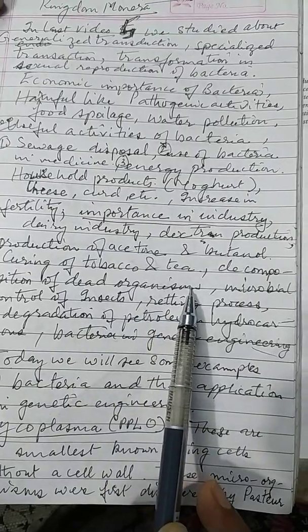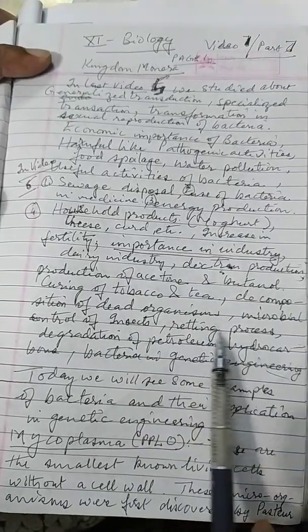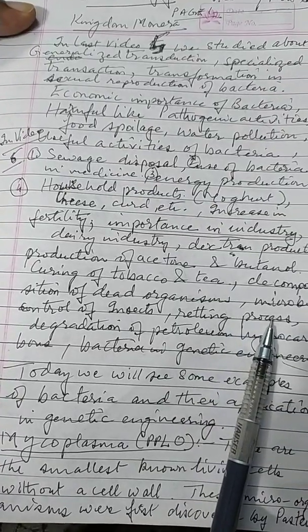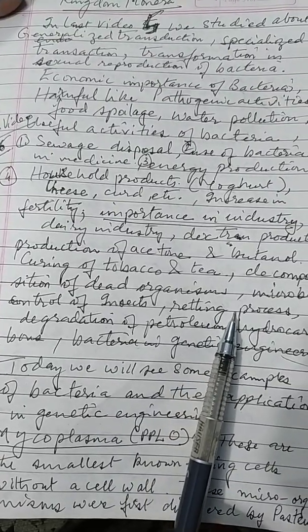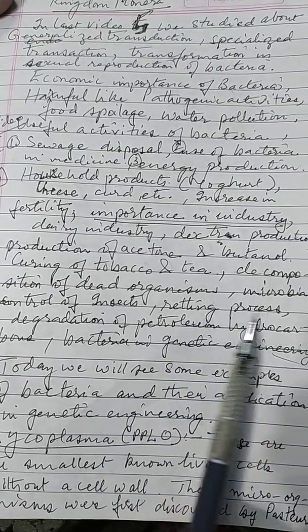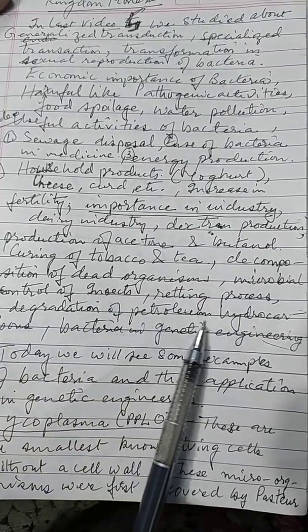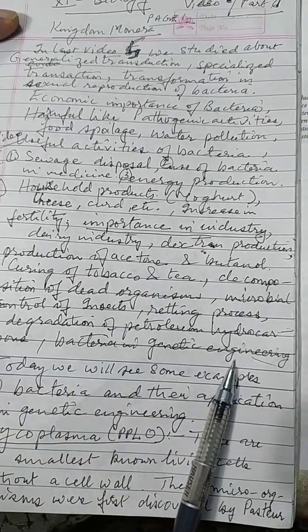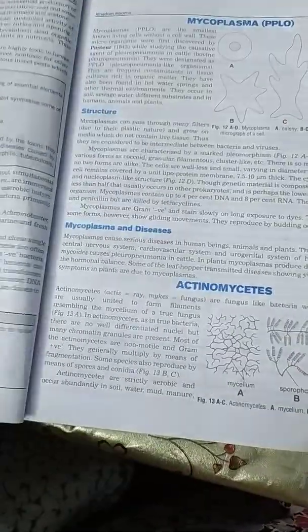Decomposition of dead organisms, microbial control of insects with the help of bacteria. Retting process, where we saw flax and other fibers were purified so that they could be taken out for usage for making mats and baskets, etc. Then we also saw in usefulness of bacteria the degradation of petroleum hydrocarbons, and bacteria in genetic engineering. We further see that in genetic engineering, children, the bacteria can be put to several uses.